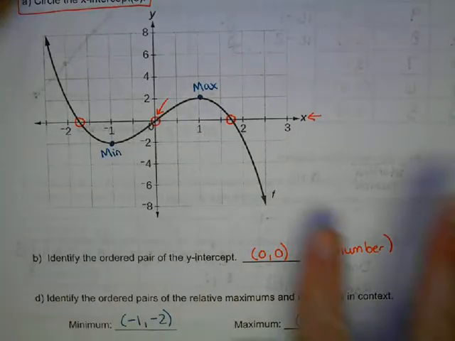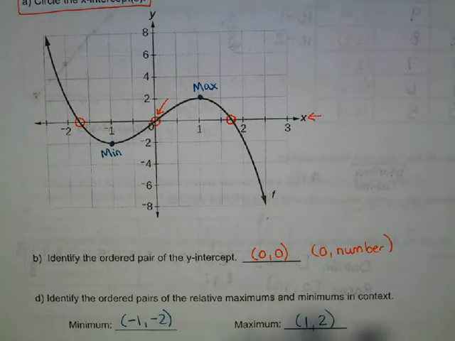And they say this is relative because it's not including the arrows. It just means, in general, if there was a point that was the highest point or lowest point, that's what it would be.